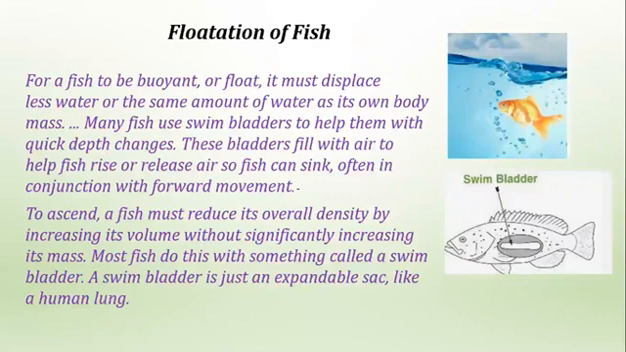Then this increases the volume of the water displaced by the fish. So the upthrust on the fish increases, due to which it rises up. And when it has to come down inside the sea, it empties the bladder. This is how upthrust on the fish decreases and it goes down inside the water. This is how fishes float.